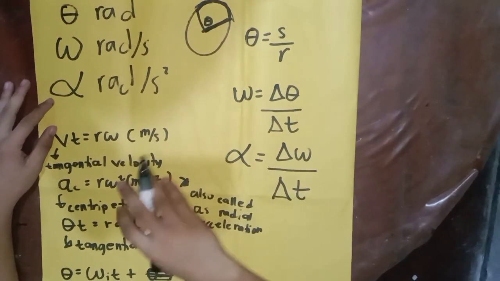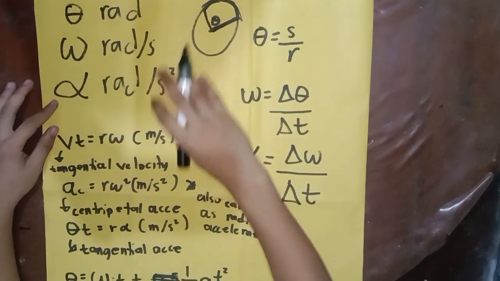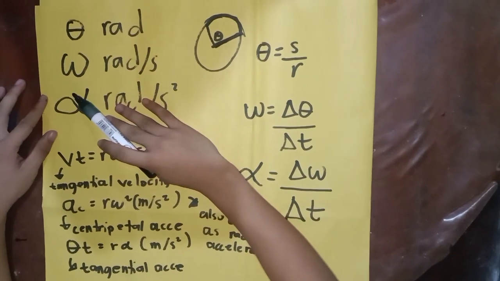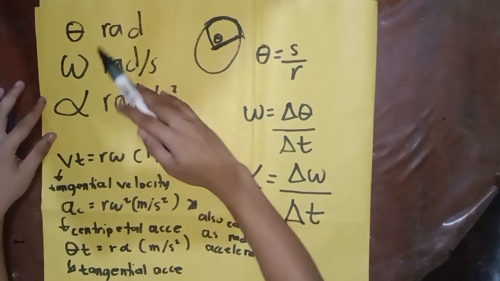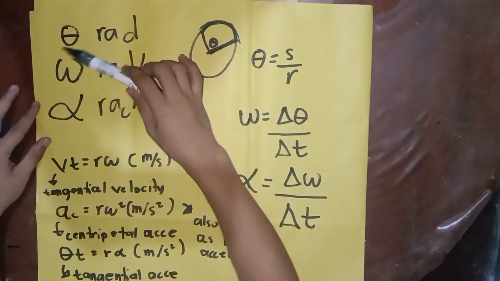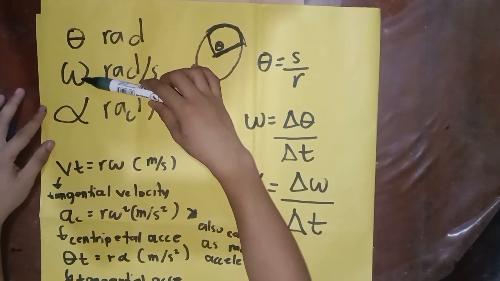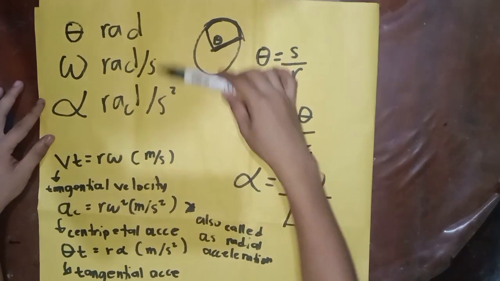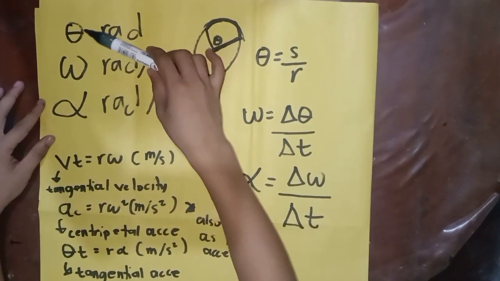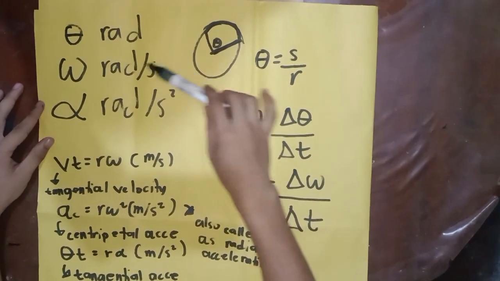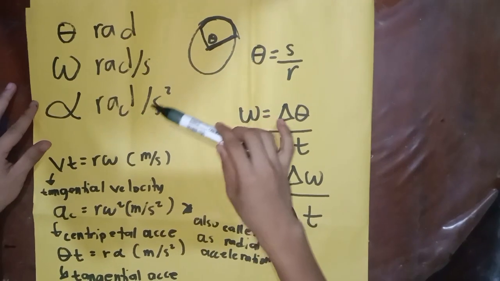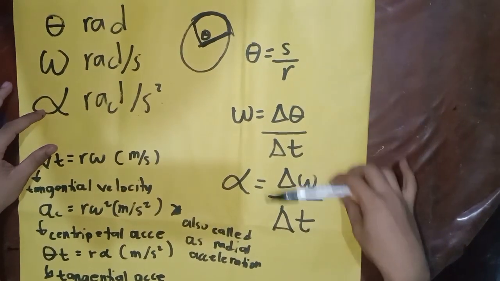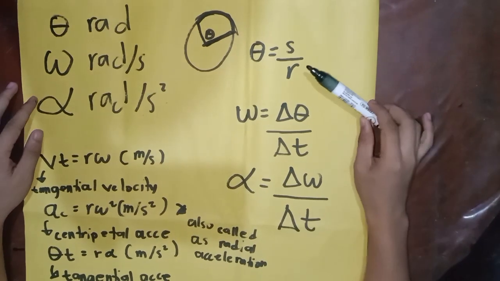These are the basic formulas in rotational motion. These three are the angular quantities: the angular displacement, the angular velocity, and the angular acceleration. These are the units: rad for angular displacement, rad per second for angular velocity, and rad per second squared for angular acceleration. So these are the basic formulas of these angular quantities.